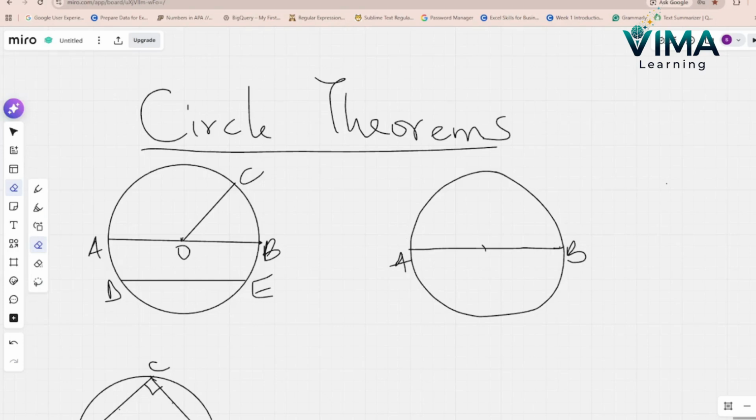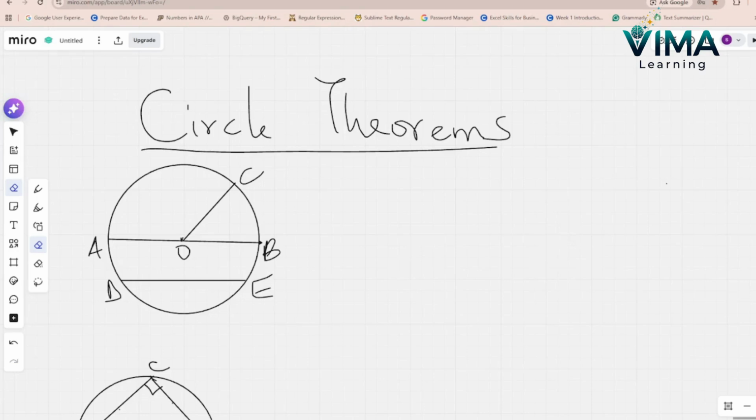And in a question, don't assume that any line is a diameter unless it is specifically said that it's a diameter, or you can see the line passing through the center. Now, any other line that starts from the center and touches the circumference of the circle, that's the radius. It's R, the radius. So in the original diagram that we have, AB is the diameter, OC is the radius.